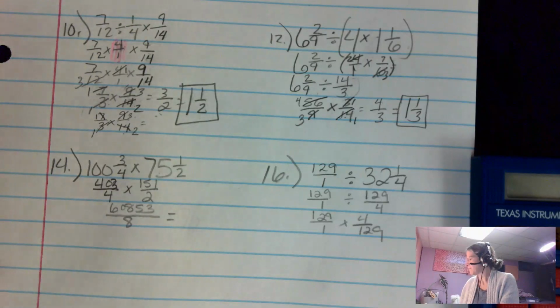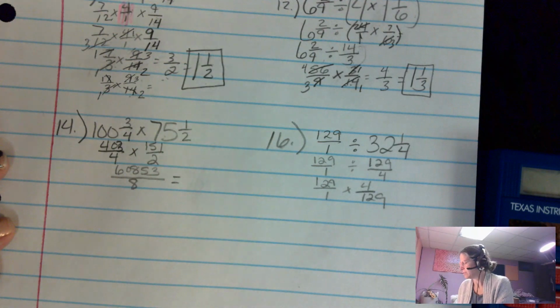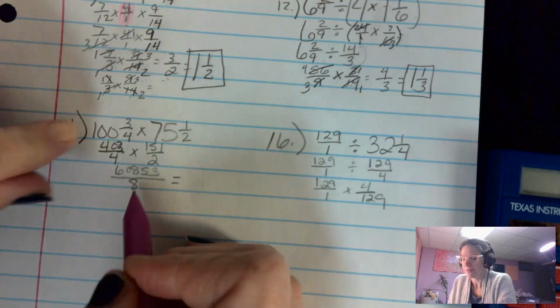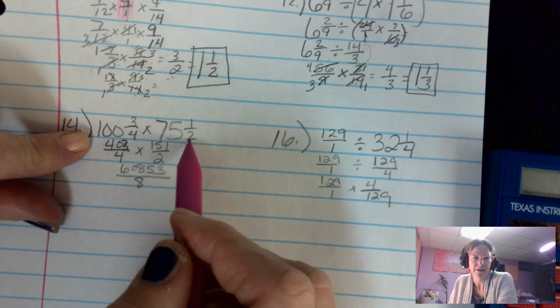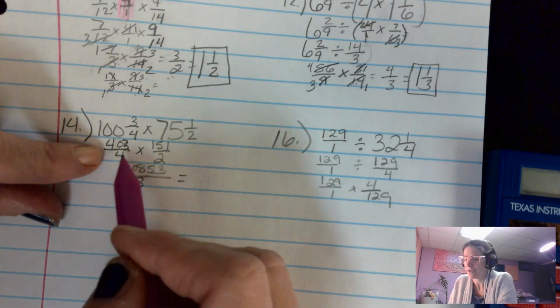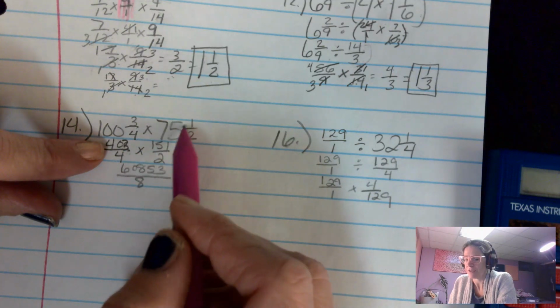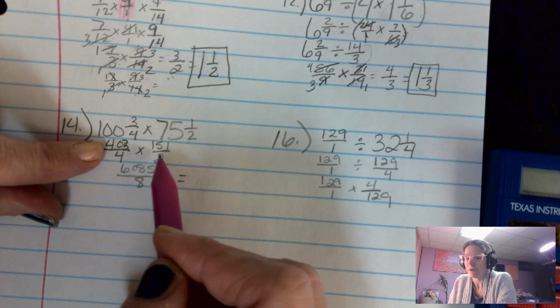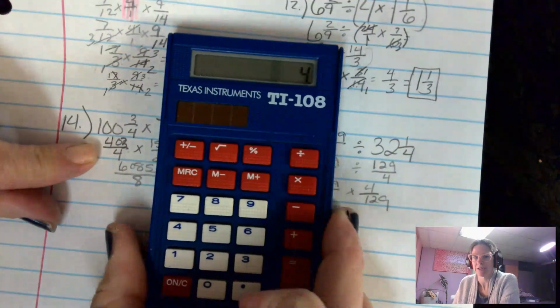Now this I know is a big problem. Number 14 is a ginormous problem, but it's solved the same way. Just walking through the same steps. So 103/4 feet times 75.5 feet. Change them into improper fractions. 4 times 100 is 400, plus 3 is 403 over 4, times 2 times 75 is 150, plus 1 is 151 over 2. There are no common factors here, so you actually have to multiply this stuff out, which is where your handy-dandy calculator will come into play.